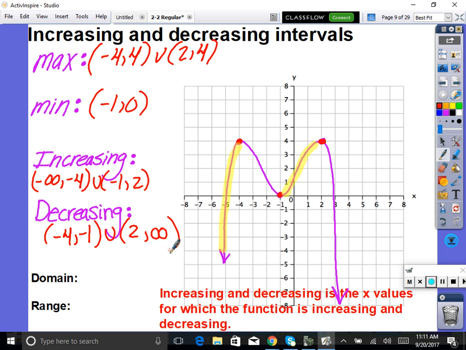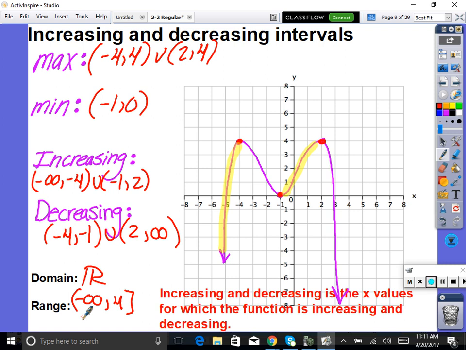Okay, domain, where's your function going from left to right? Negative infinity to positive infinity. And my range is negative infinity up to 4. Negative infinity up to 4, bracket, parenthesis, right? 4 is included.